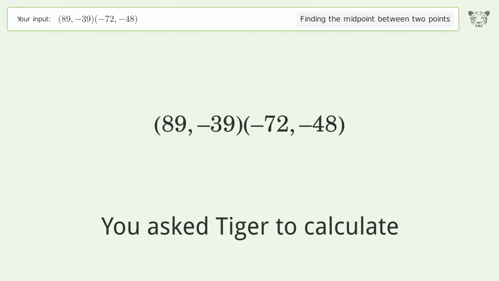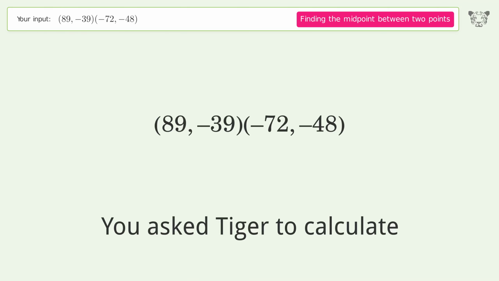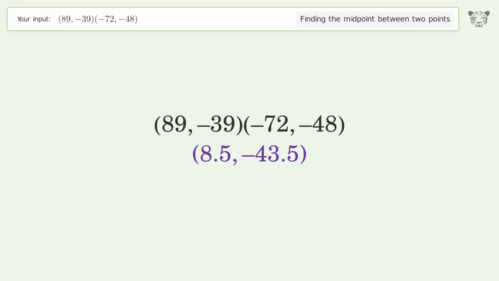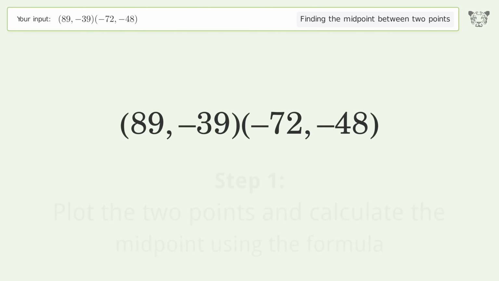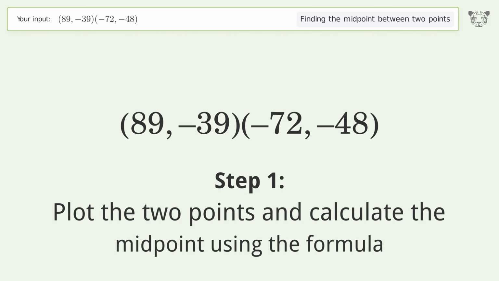You ask Tiger to calculate. This deals with finding the midpoint between 2 points. The midpoint between the 2 points is 8.5, negative 43.5. Let's solve it step by step. Plot the 2 points and calculate the midpoint using the formula.